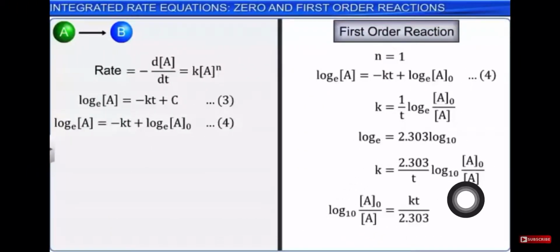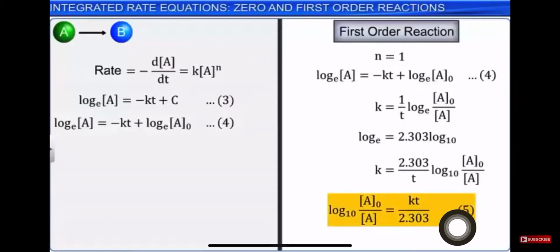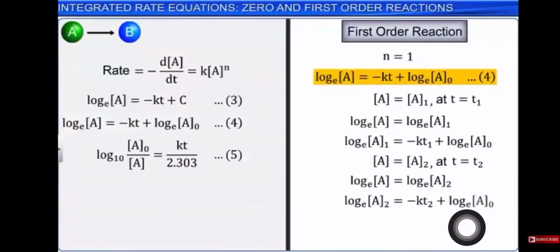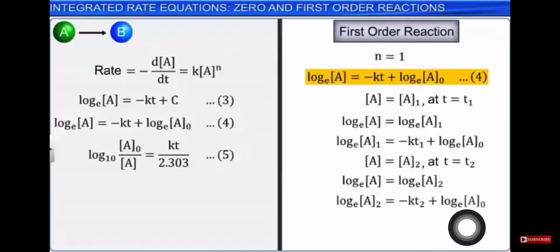Again by rearranging the terms, log A we keep on one side and this is going above, so KT upon 2.303. Here we are getting the equation log base 10 of A0 upon A is equal to KT upon 2.303. Now this is our final equation.